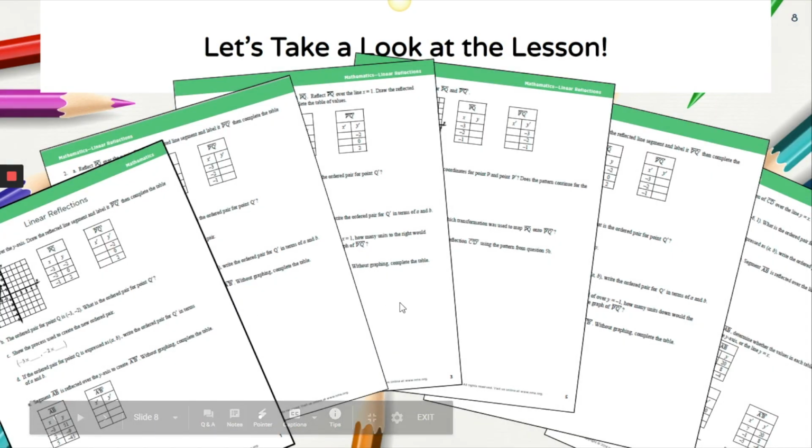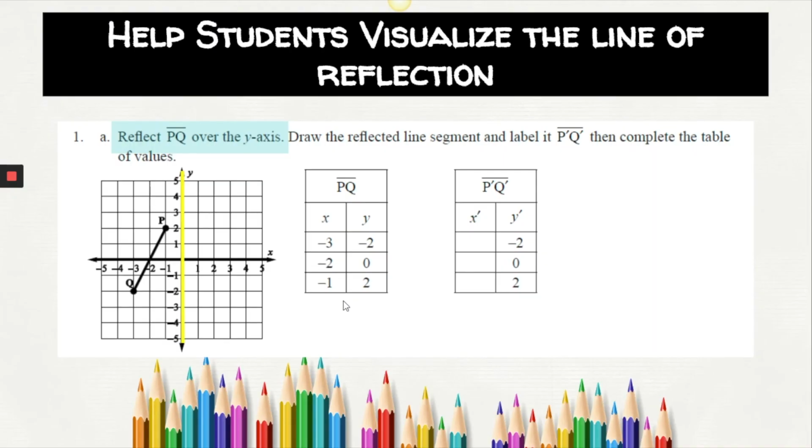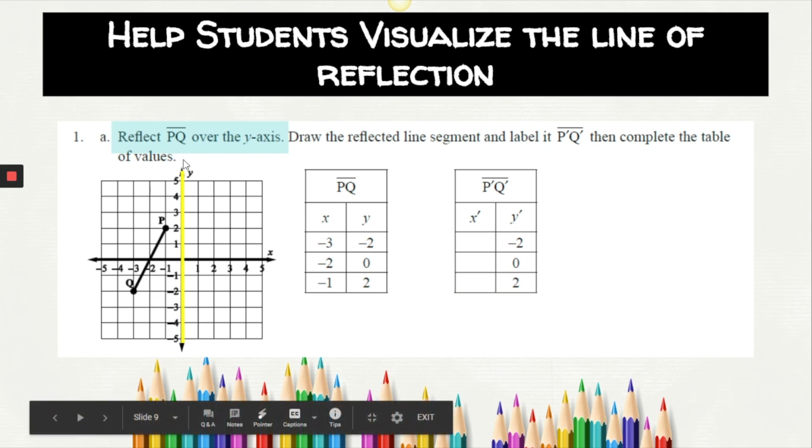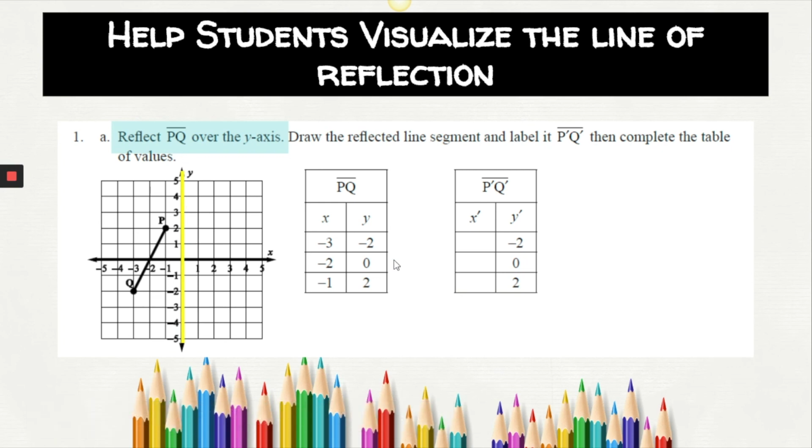So this lesson, as you can see, is 6 pages long. But what I'd like to focus on for this video is making sure that your students can visualize that line of reflection. So this is number 1. I would recommend either highlighting or using a color pencil because it says they want you to reflect this line segment across the y-axis. And if I highlight the y-axis, it's a whole lot easier for me to pay attention to. And then they'll proceed with the step-by-step instructions for this problem.